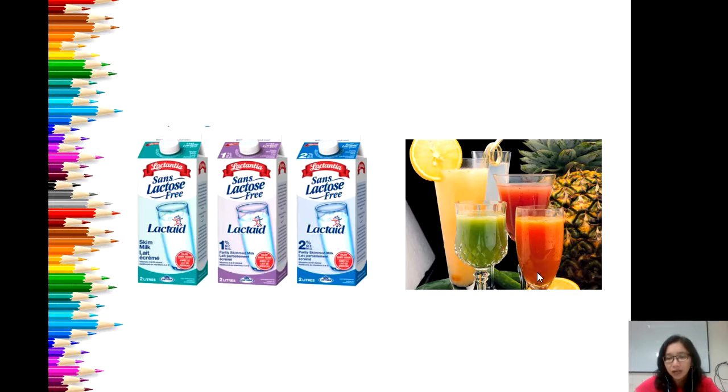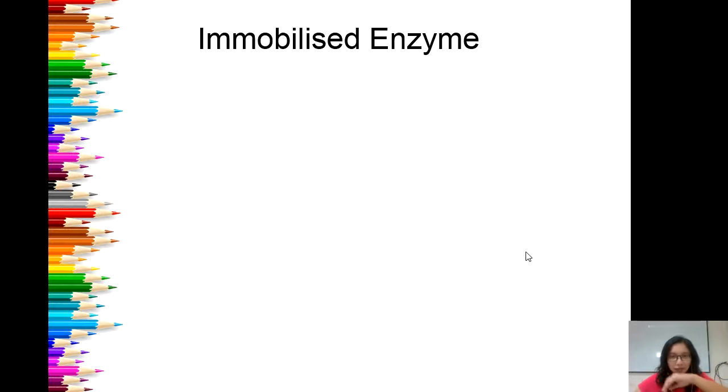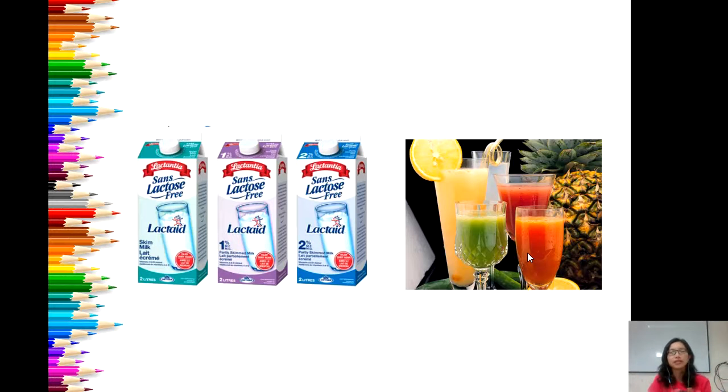While the fruit juice that they usually produce is already clear because they add an enzyme called pectinase. Remember that pectinase digests the cell wall components of the fruit flesh. So when you make it into juice, the fruit juice that is produced will be clearer and purified. So how do they make these two products?